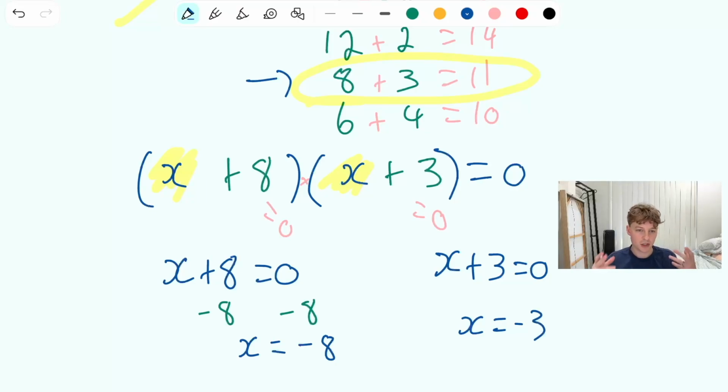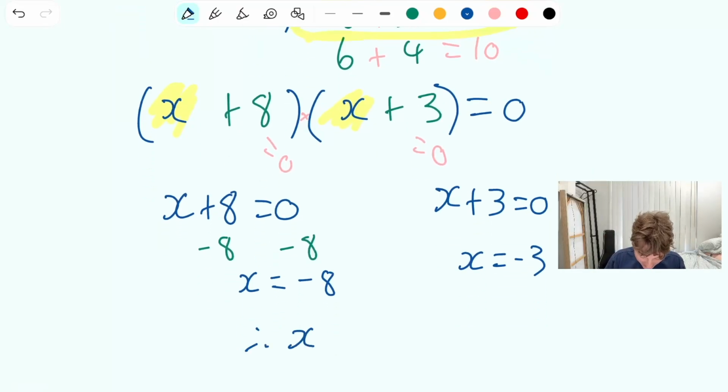I've identified my two solutions. That means the two answers to my equation. Therefore, x is equal to negative 8, and it's also equal to negative 3. I have two answers to most quadratic equations. There are a few situations, right? There's always exceptions to the rules. Typically, two solutions is common. I can get two solutions, one solution, or 0 solutions. We'll cover that in a totally separate video.